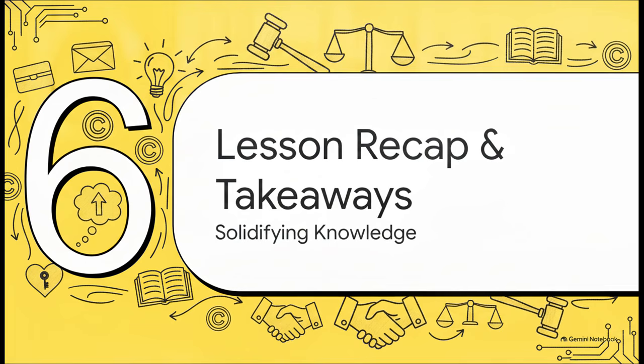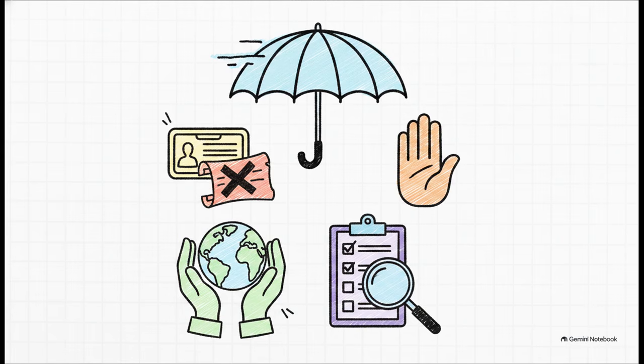Finally, Part 6. Lesson recap and takeaways. Solidifying your knowledge. Let's bring it all together. From this explainer, I want you to remember these core truths. First, intellectual property is the broad umbrella, while copyright protects the specific, tangible expressions of an artist. Second, remember our busted myth. Giving credit is attribution, but it absolutely does not replace legal permission or a license.